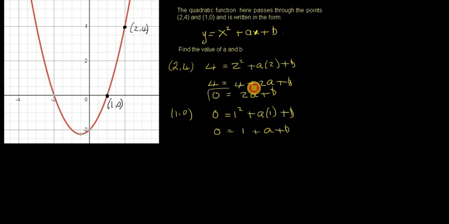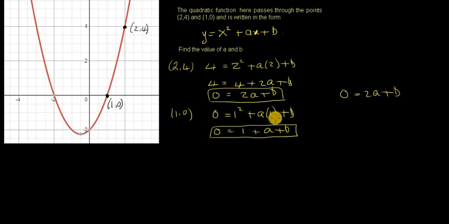Now here are my two equations that I can solve using simultaneous equations. What I'm going to do is subtract 1 from the other side. I'm going to write 0 is equal to 2a plus b, that's this one, and subtract 1 from this side, because I want to get it into the same form, a plus b. So the top equation is this one and the bottom equation is this one. I just subtracted 1 from both sides to get it into the same form as this.